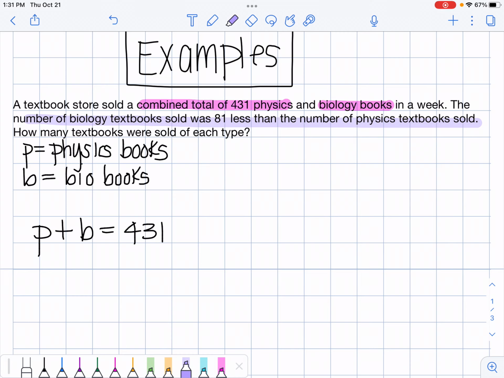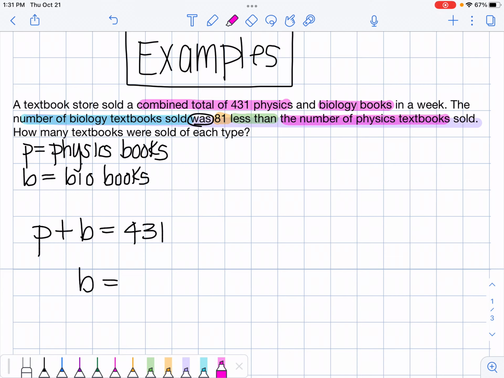So this is where you want to do your decoding. This part right here, the number of biology textbooks sold, is just going to be represented by B, the number of biology books. Was or is means equals. 81 less than, I'm running out of colors, the number of physics textbooks.